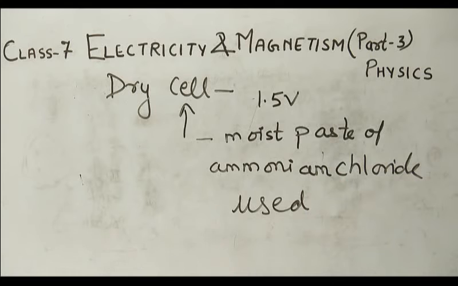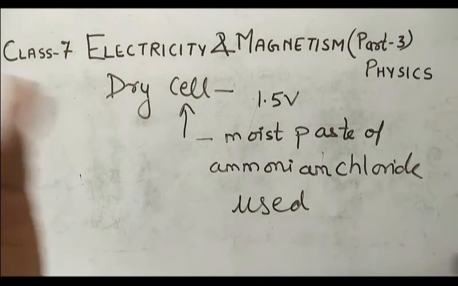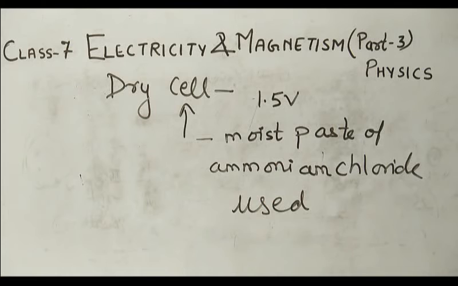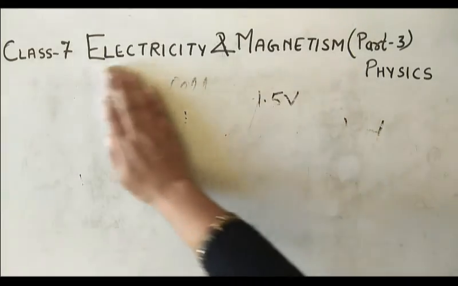Okay. Now, as I told you that it is known as a dry cell, but you cannot say that all cells are dry. Some cells are also wet cells, which you use in the car and other places.